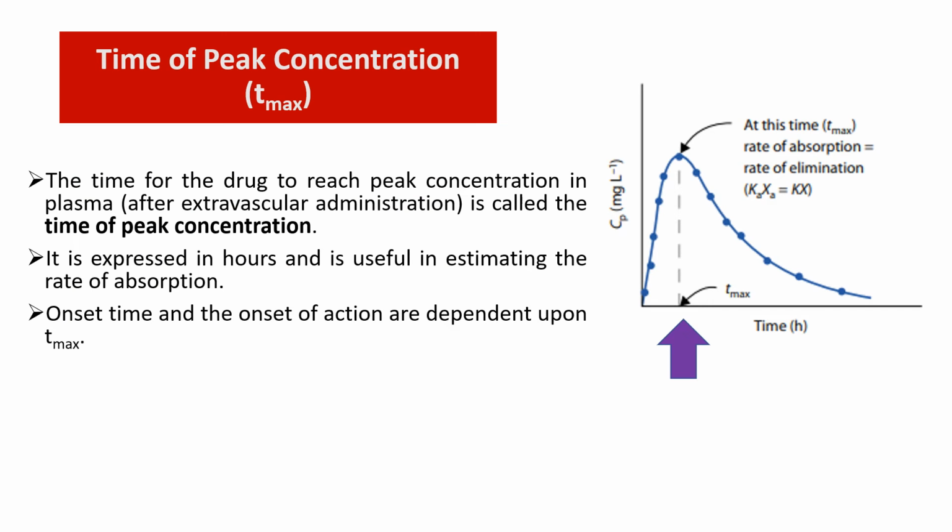So as I mentioned, the time of peak concentration is the Tmax. The time for a drug to reach peak concentration in the plasma is called the time of peak concentration. It is expressed in hours and it's useful in estimating the rate of absorption. The x-axis reflects the time since the drug is administered, and the y-axis the concentration of the drug. So the onset time and the onset of action are dependent upon the Tmax. That is very important and needs to be remembered.